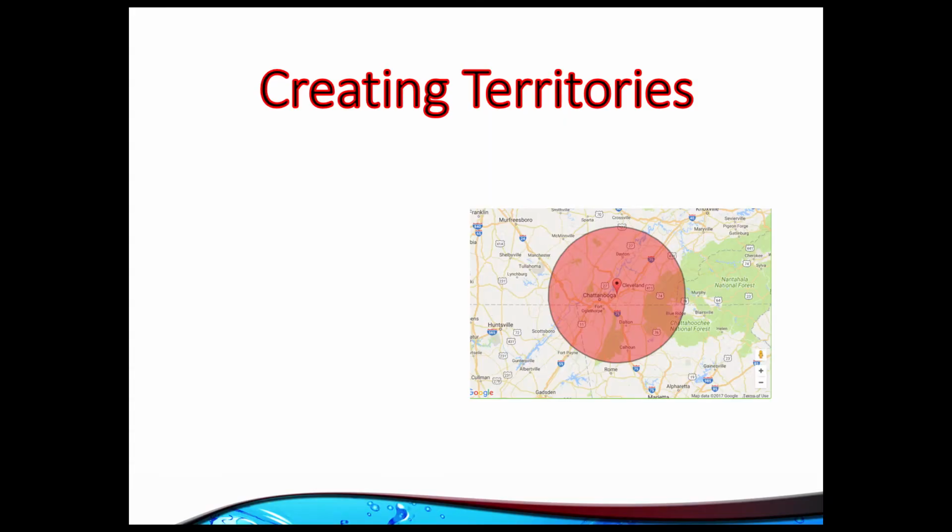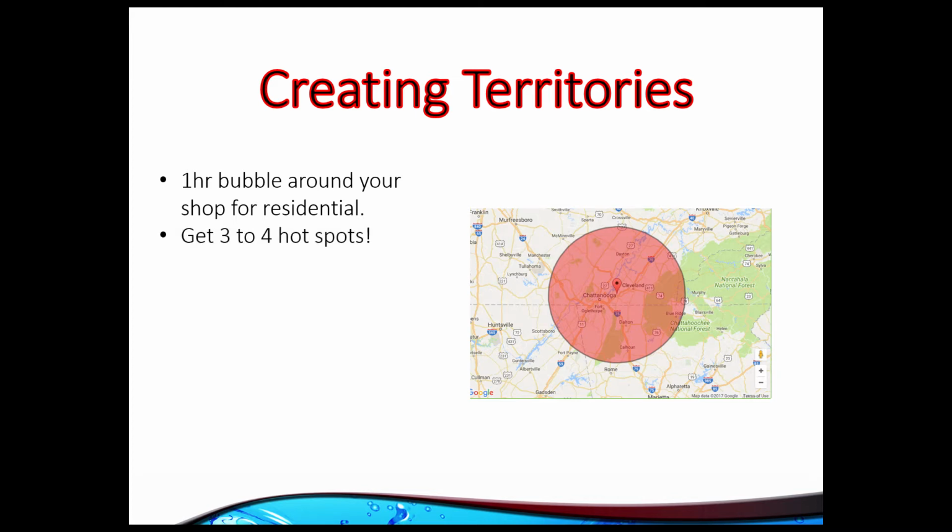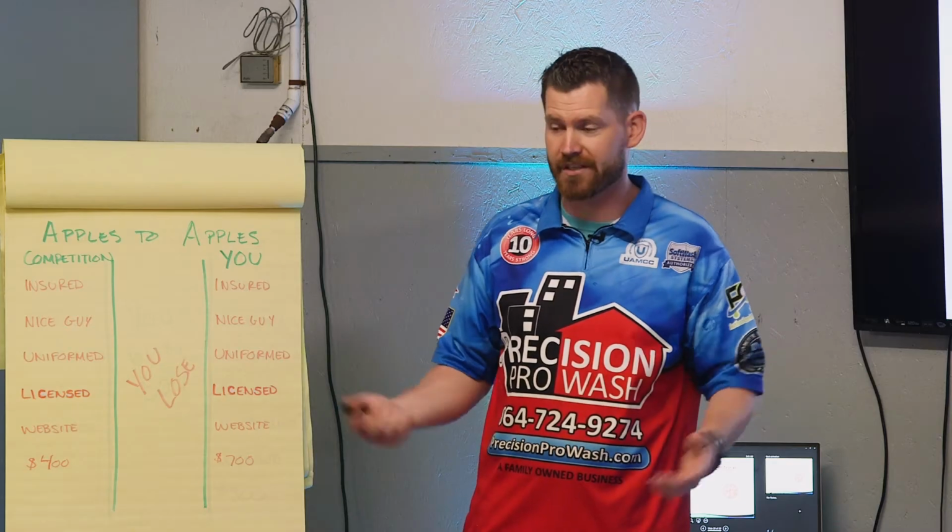All right, so creating territory. See how we did this? This is Chattanooga, and we got our little radius here of where our territory was, right? We want to do a 1-hour bubble around your shop. So we lay this out. Get 3 to 4 hot spots. That's all you need, 3 or 4 hot spots. You put 4 territory managers out, flyering every day in your sales vehicle. What do you think is going to happen?